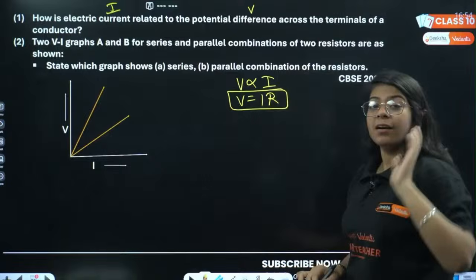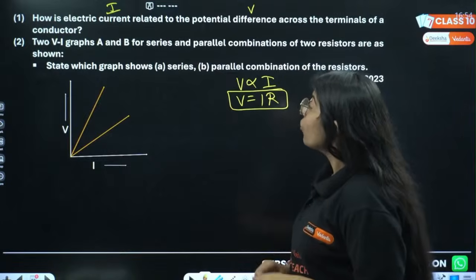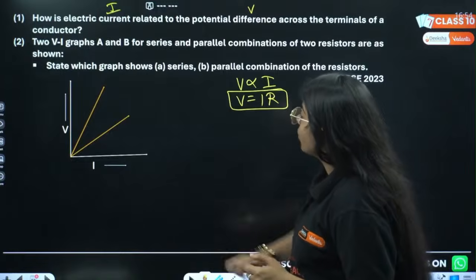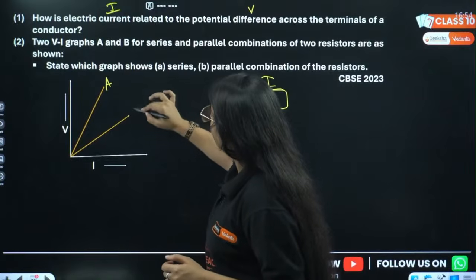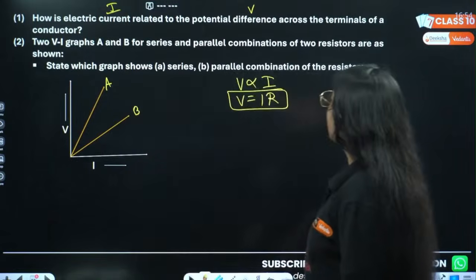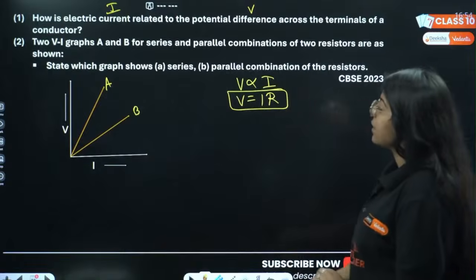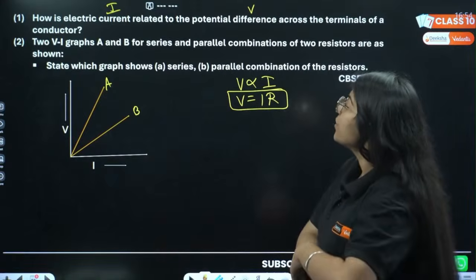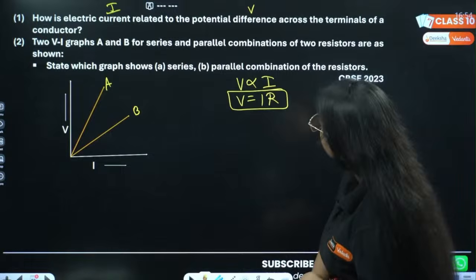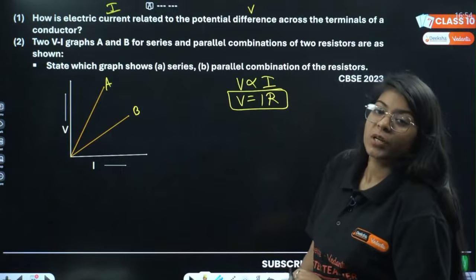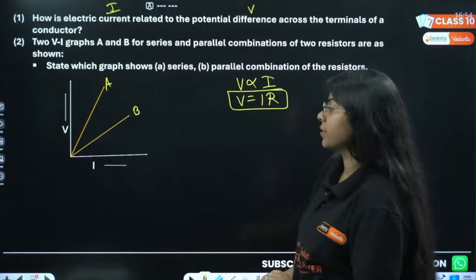Second, again a graph question. Two VI graphs A and B. Again, I forgot to write these. A and B combinations of two resistors are as shown. State which graph shows a series and which a parallel combination of the resistors.